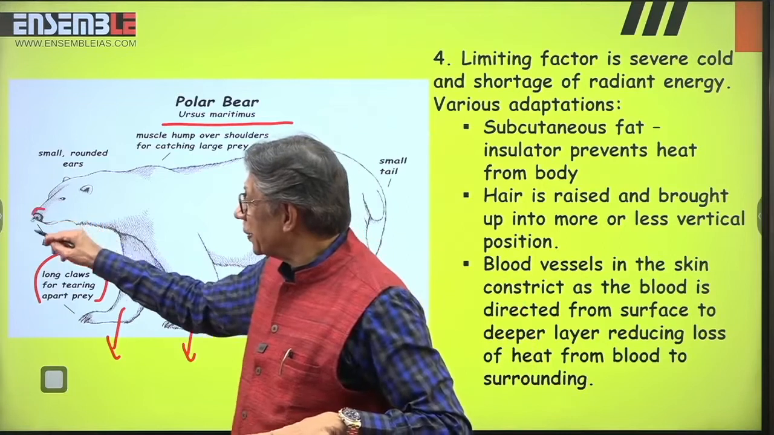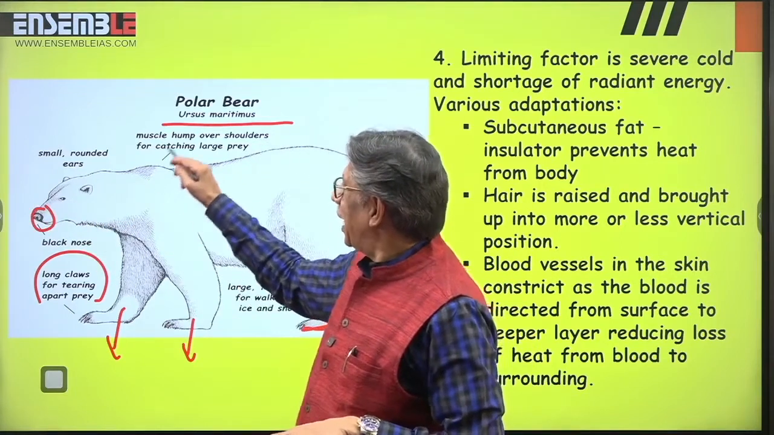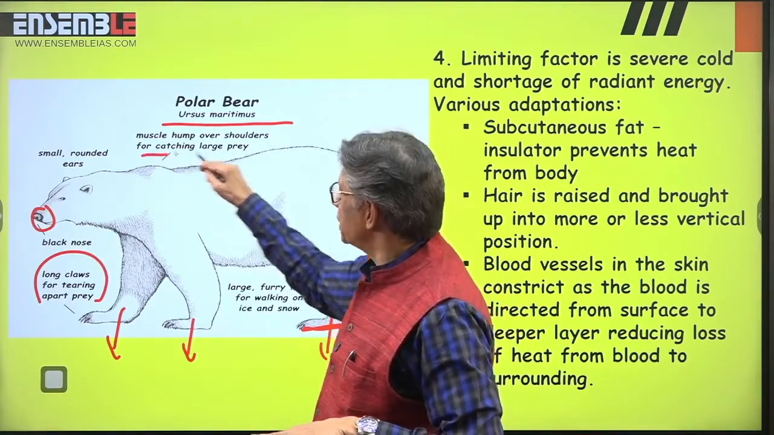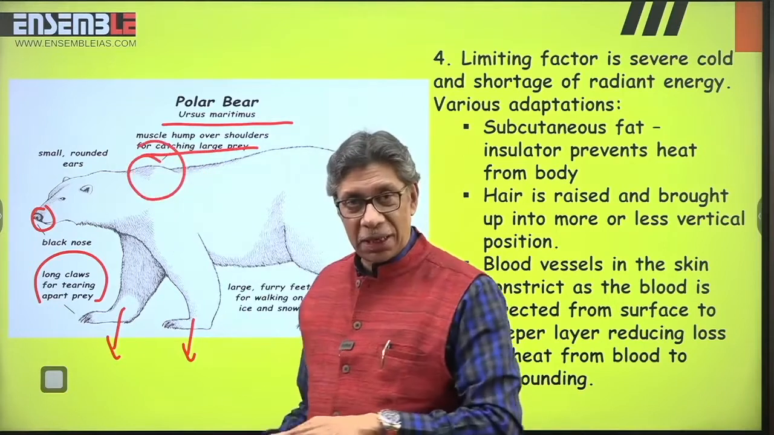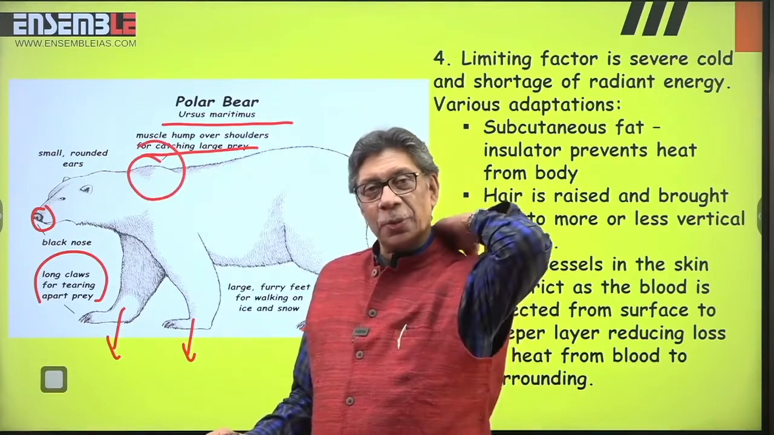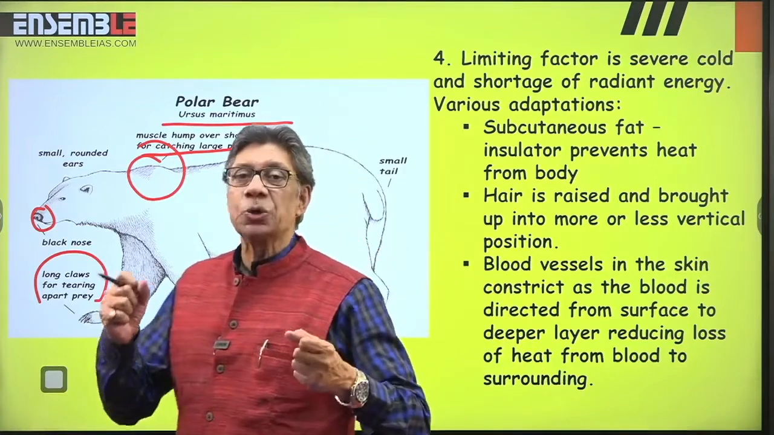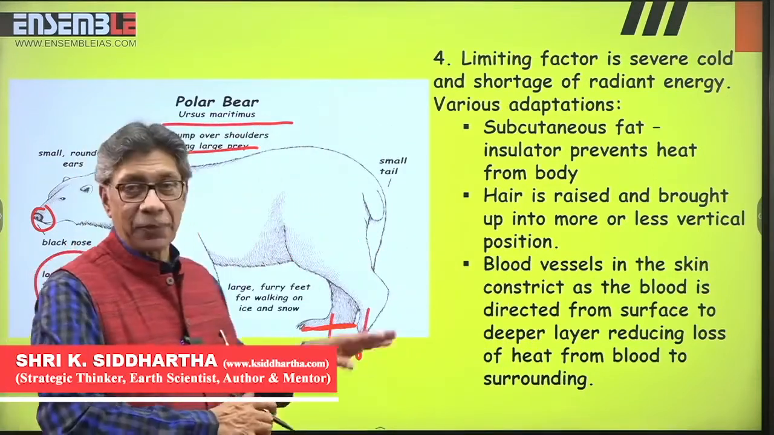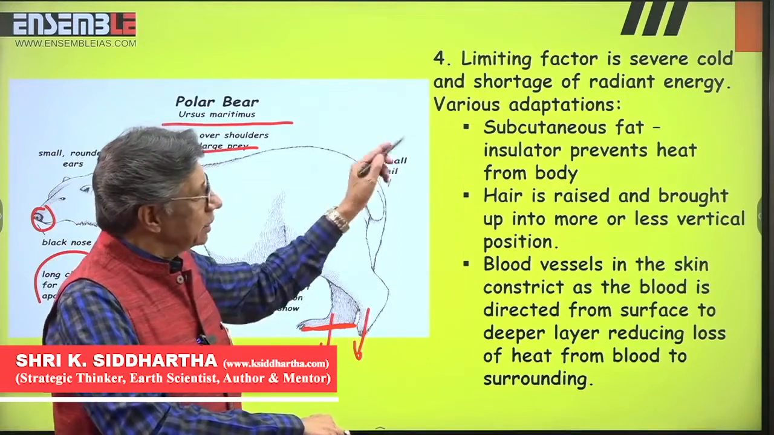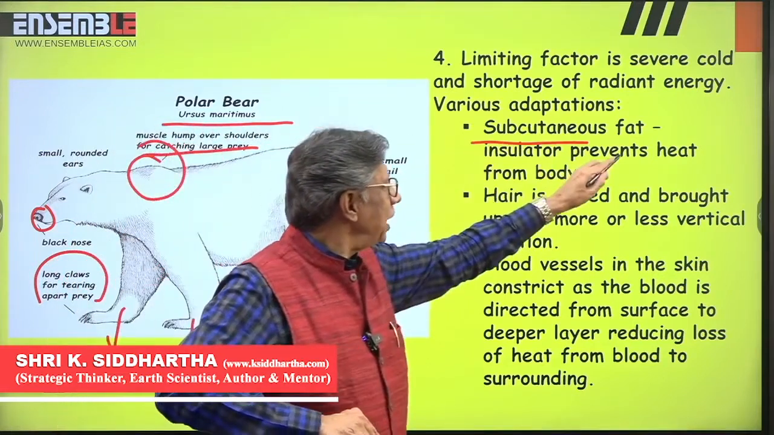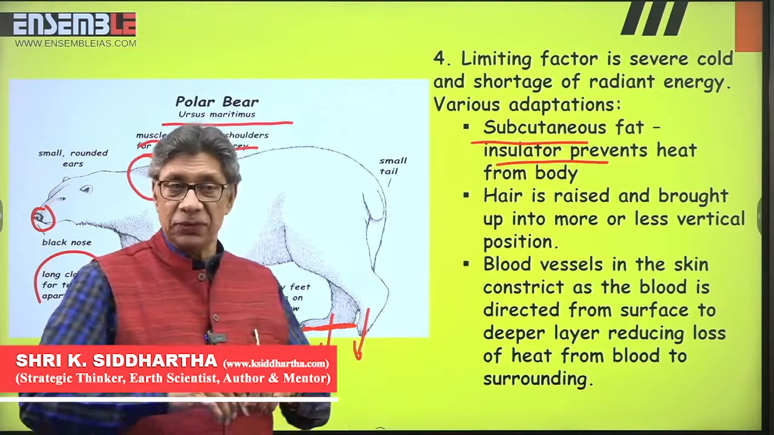The black nose is, of course, for the purpose of smell, and there is a muscle hump over the shoulders. Like a good number of people have a hump over their neck as well, this muscle hump makes them very, very strong. But other than that, polar bears have subcutaneous fat, an insulator that prevents heat loss from the body.